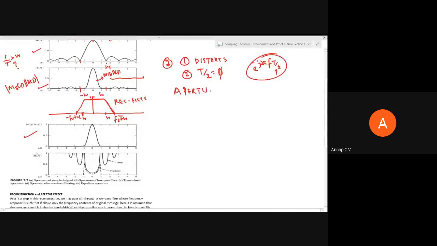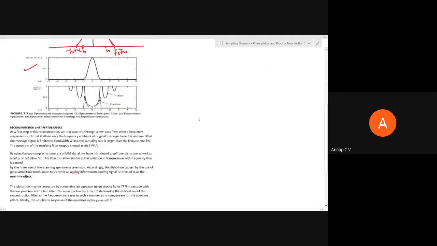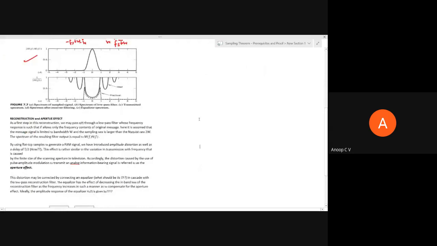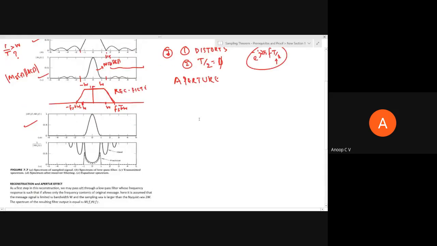This is actually called the aperture effect. So I have provided you a note on this reconstruction aperture effect. I'll make it available so that you can prepare well for exams. This is the same thing, I've taken it from a textbook. So if that aperture effect is there, the aperture effect will cause distortion.